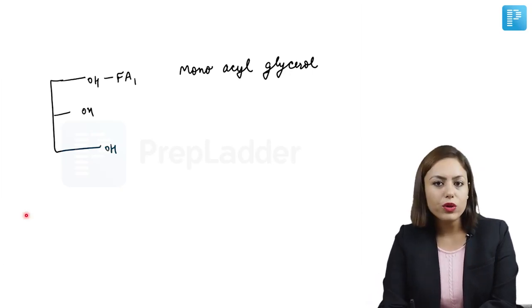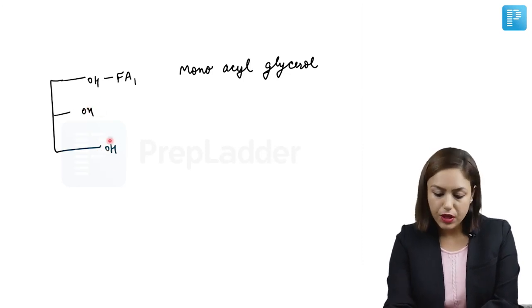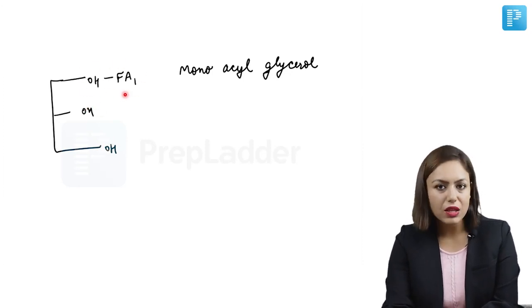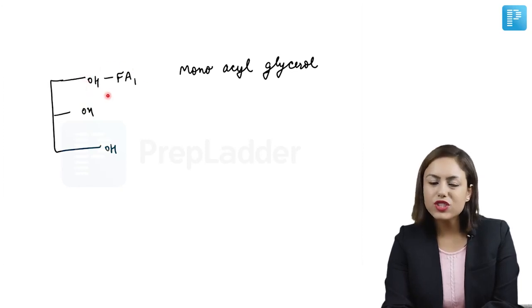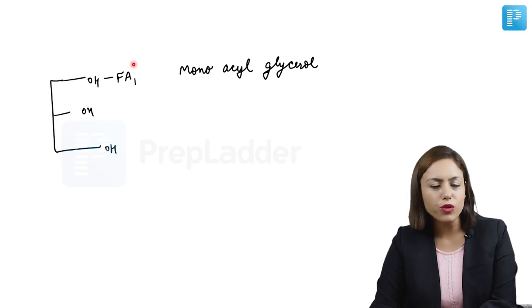In case of monoacyl glycerol, it has two OH groups, so it is polar. But this bond will be an ester bond. I told you OH, that is alcohol, plus fatty acid will give rise to an ester bond, and that is non-polar. So monoacyl glycerol has both polar and non-polar components.